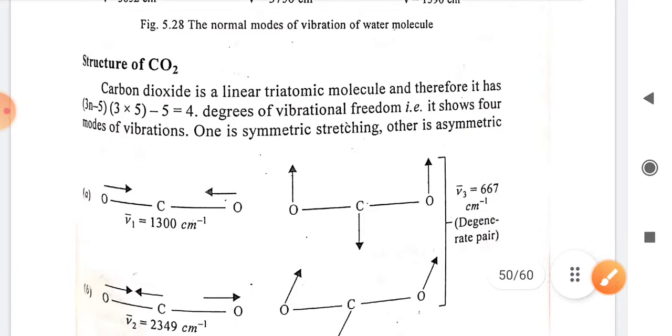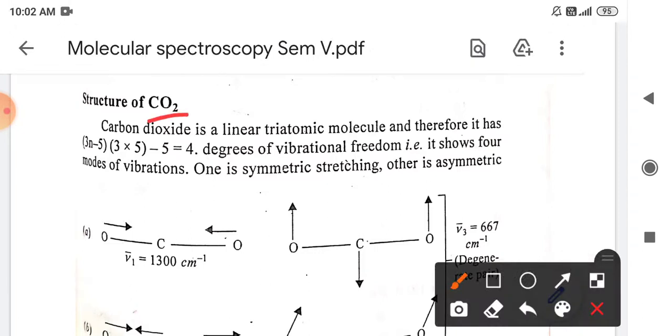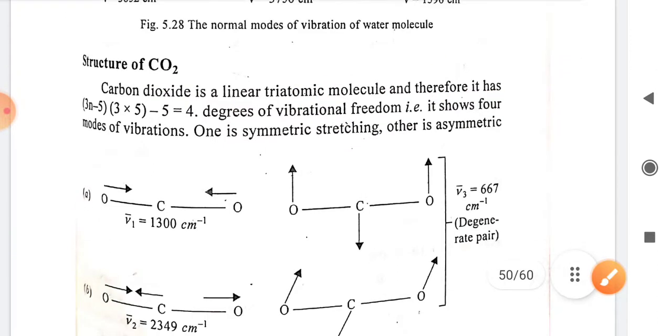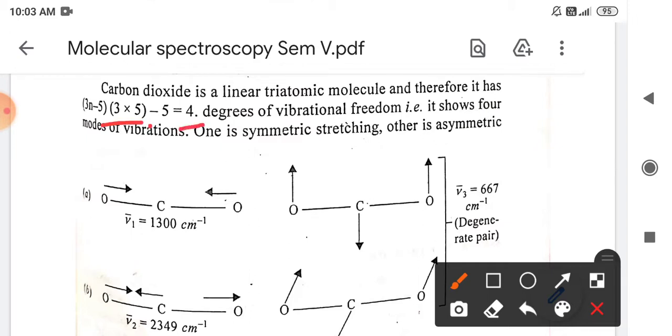So we have seen the water molecule. Now next is carbon dioxide. Based upon the dipole moment value, the structure of carbon dioxide is linear and it is a triatomic molecule, so we should apply the formula 3n minus 5, where n is the total number of atoms in the given molecule. So 3 into 3 minus 5 comes out to be 4. In total there are 4 modes of vibration in the CO2 molecule.